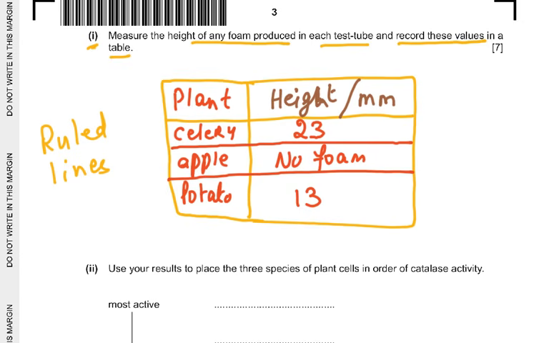Now this is for 7 marks, but this table you see, you're going to get 3 marks for the correct measurements, and the rest was 1 mark for the heading and 1 mark for the height, writing it in the millimeters, and all 3 plant types, and then correct measurements of the 3.